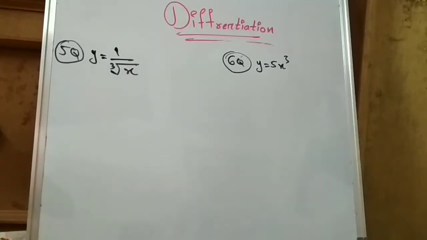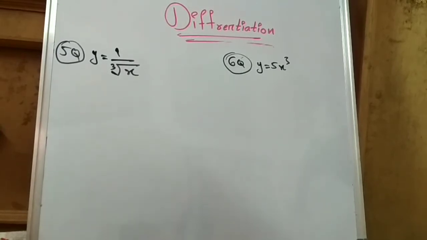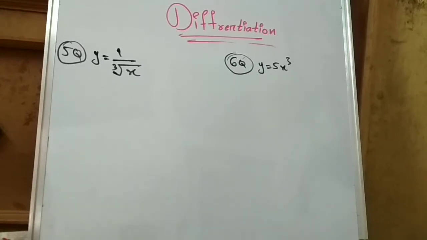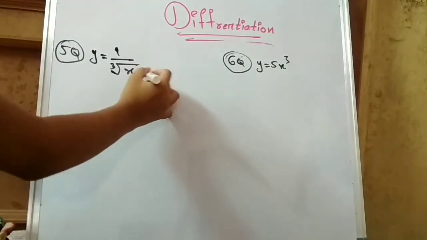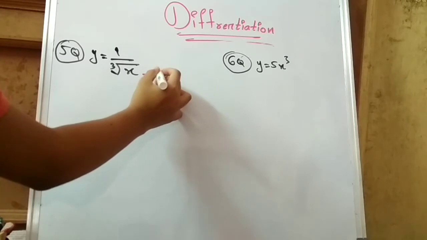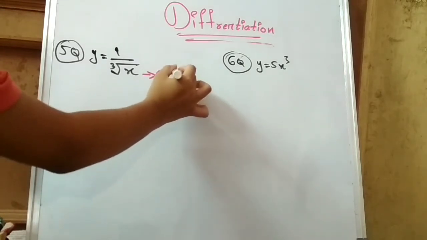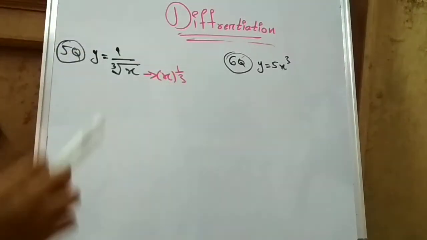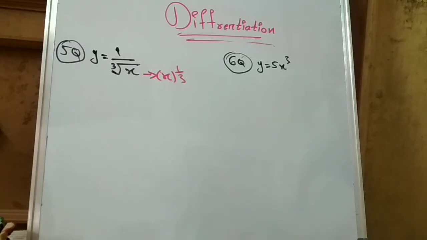So here let's move to little difficult questions now. y is equals to 1 by 3 root x. So 3 root x can be written as x to the power of 1 by 3. I hope you know all this. So x can be written as 1 by 3. It's easy, right? So that will give us 1 by x to the power of 1 by 3.